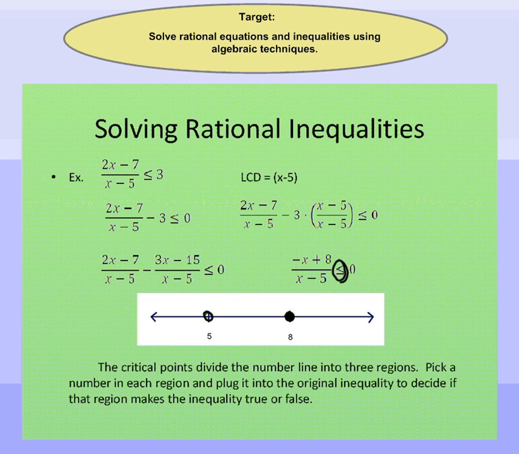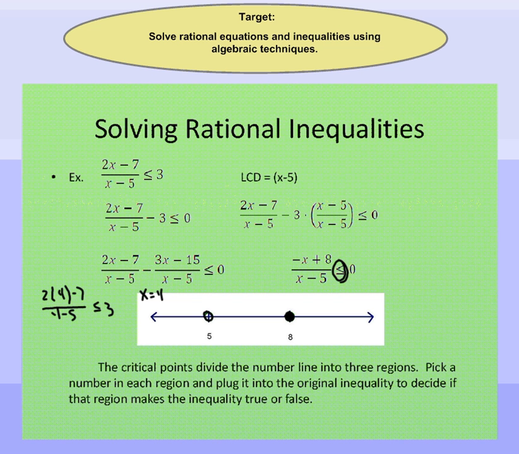What we're going to do now is take a number out of each region, test it into our inequality, and see if it makes it true or false. Okay, so examples. We're going to take x equals 4, and we're going to input it into the inequality: 2 times 4 minus 7 over 4 minus 5. It's supposed to be less than 3.